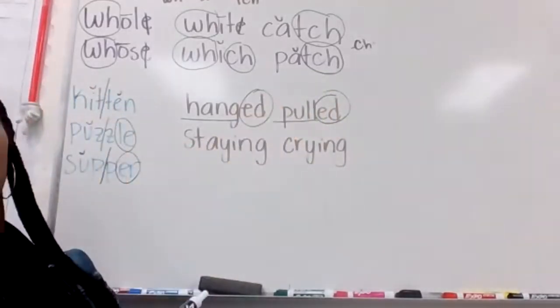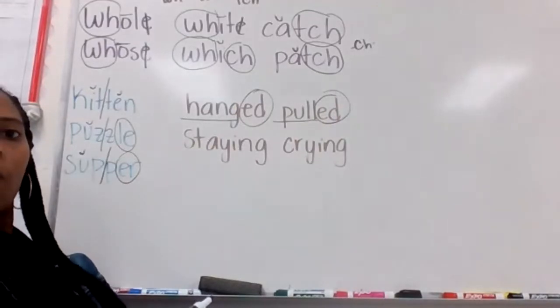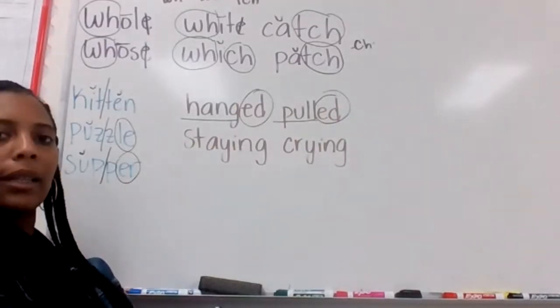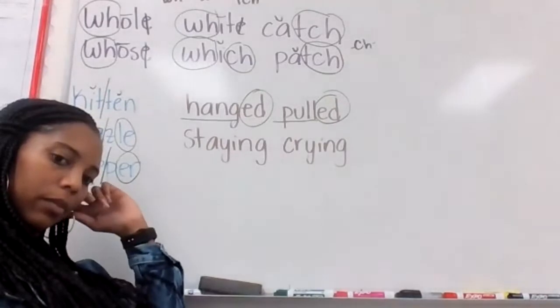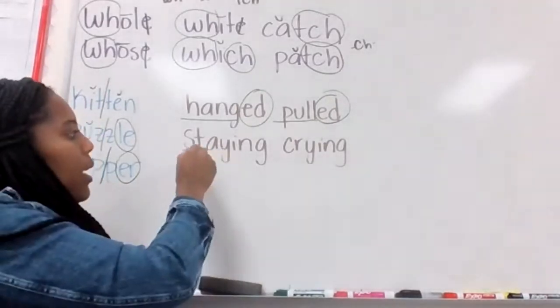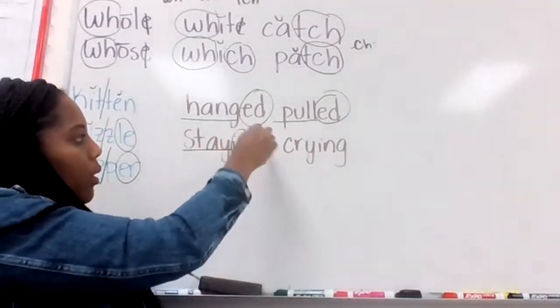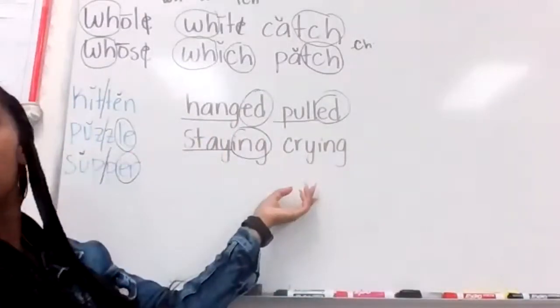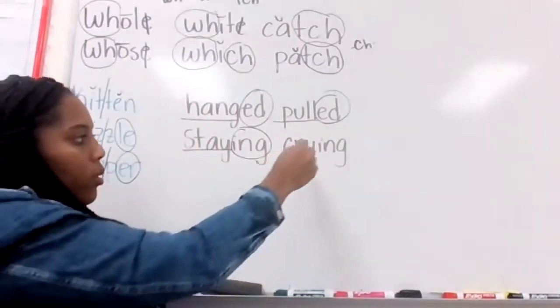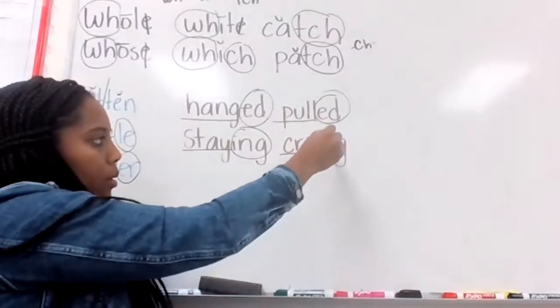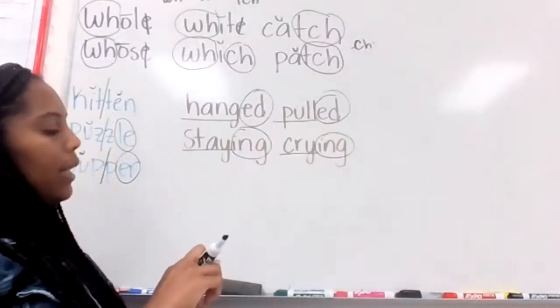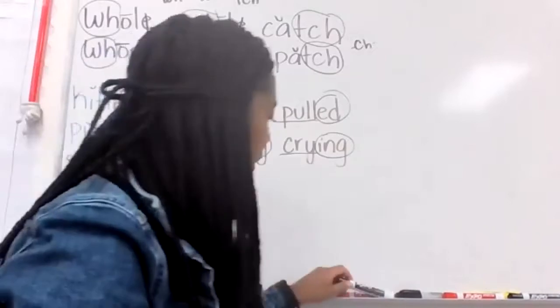Next one, staying. How am I marking staying? Okay, Kelly. Underline stay. Underline stay. Circle ing, staying. And last one, cry. Cry. Crying. Good. Awesome. All right, so that's our phonics lesson.